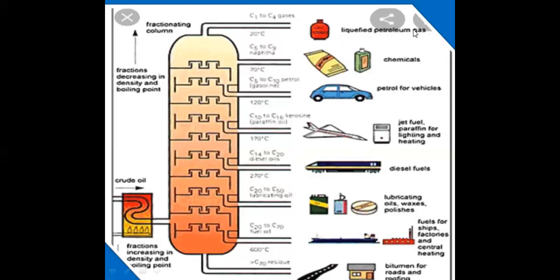So the first one, LPG, is called liquefied petroleum gas. You know that we use it for cooking purposes, as it provides us heat for cooking, and for some other important gaseous uses. Then chemicals, then gasoline is petrol for vehicles. I told you the paraffin oil, or kerosene oil, is used as a fuel for jet planes, and also we use it for heating. Then we use the diesel fuel for big automobiles like trucks, trains, and buses.